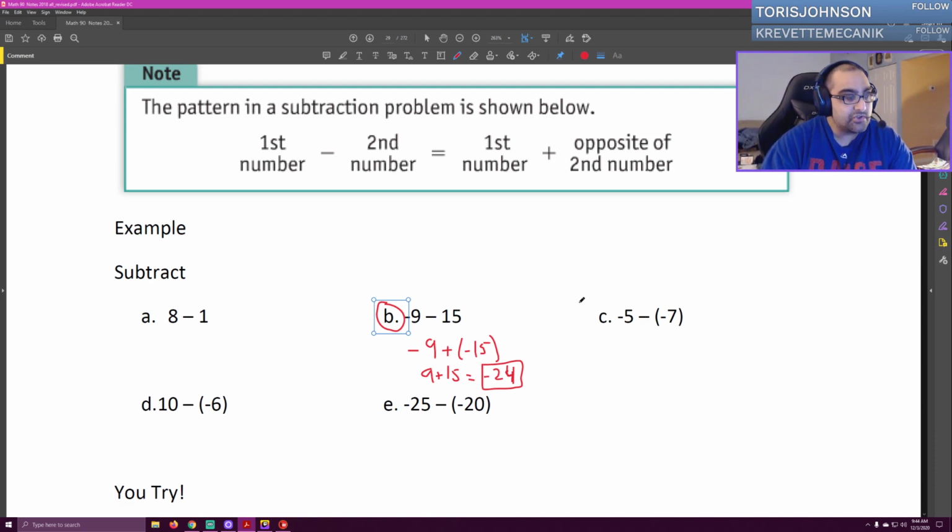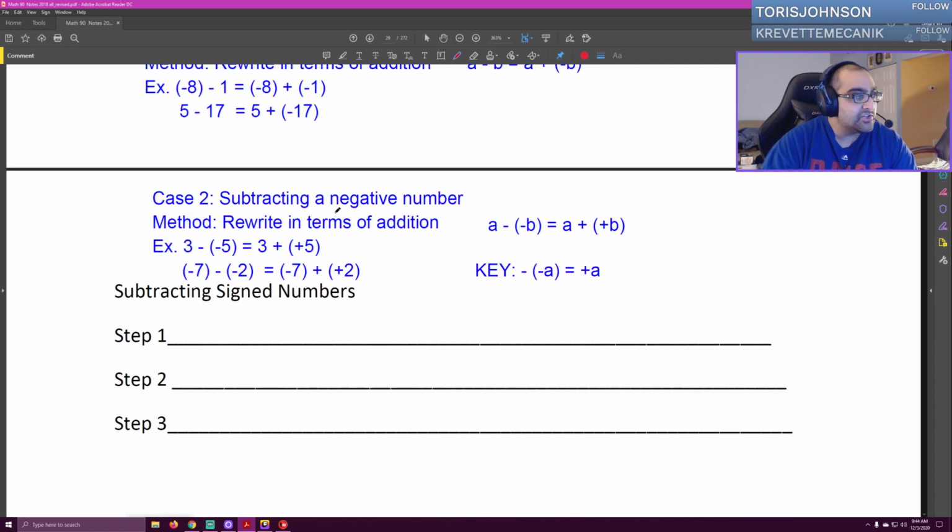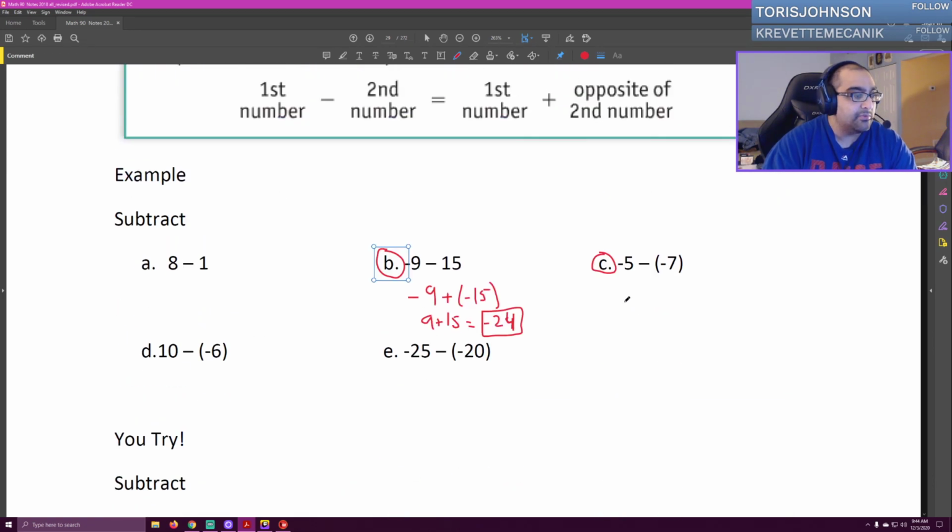Now let's look at this one here, letter C. Letter C says -5 minus -7. So this falls underneath our second case here of subtracting a negative number. With subtracting a negative number, we're going to rewrite it as a plus that positive number. So here we can rewrite it as -5 plus +7.